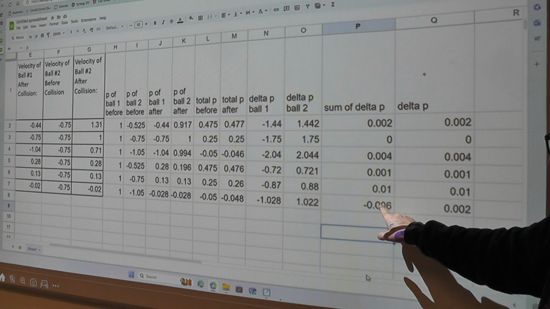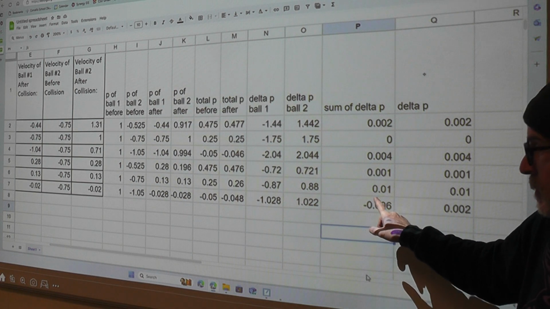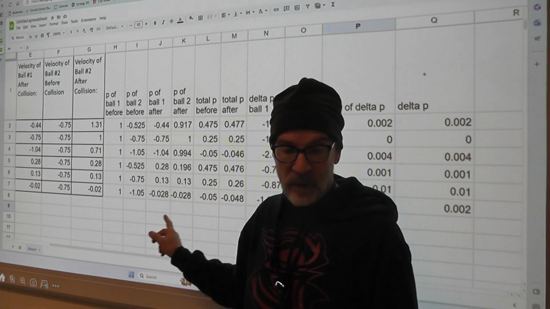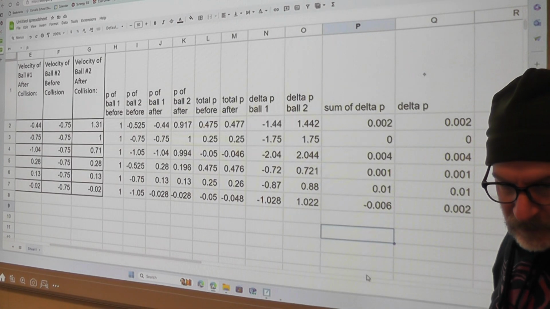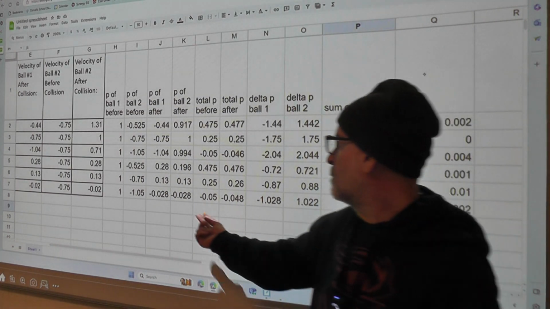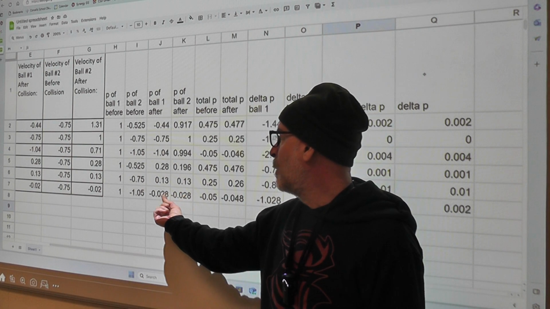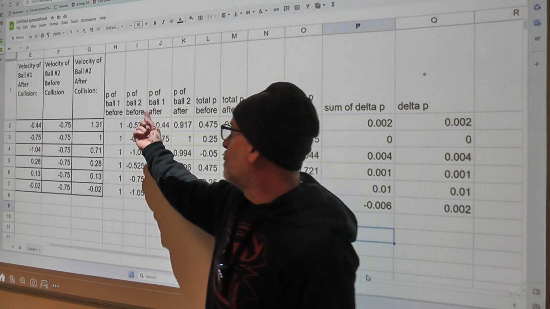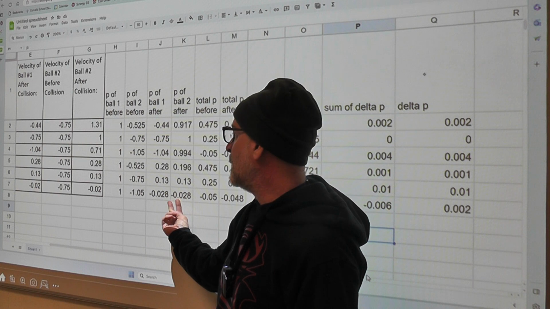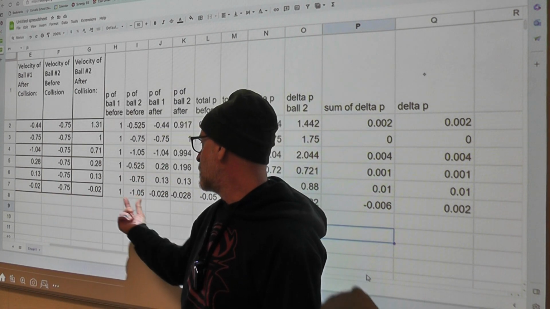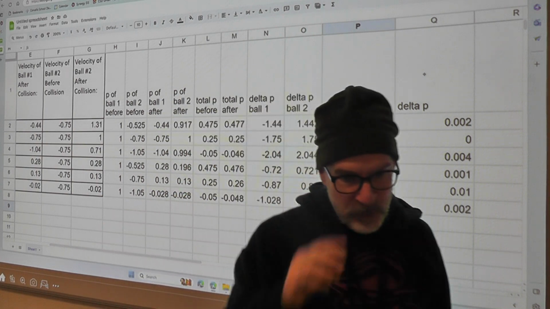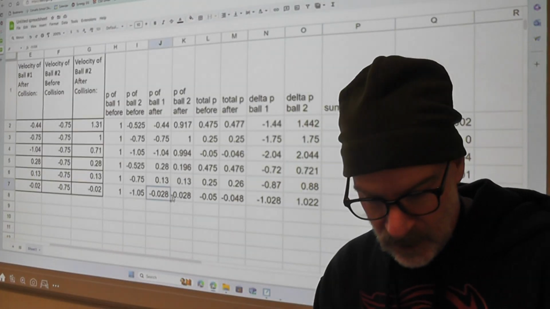And this, I could figure this out, right? One of these numbers isn't right, and I could figure it out pretty easily. It's this right here. I can tell right off the bat. One of these is wrong. These two balls have the same speed after the collision of negative 0.02. They have different masses. They should have different momentum. I don't know which one is right.